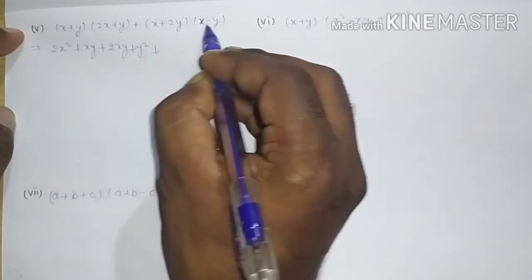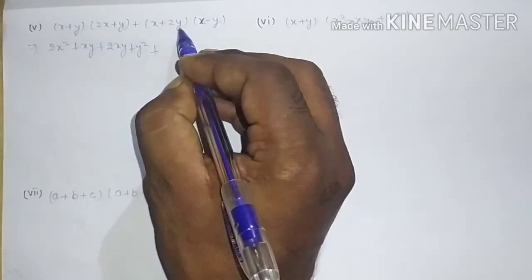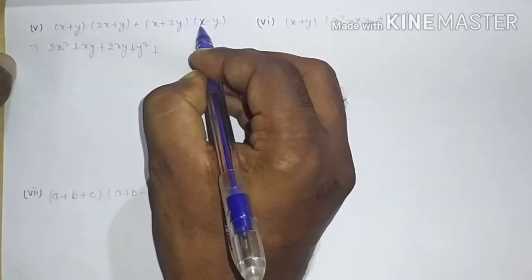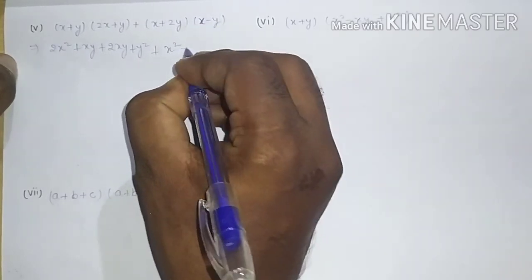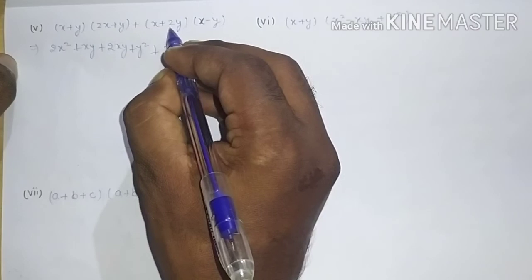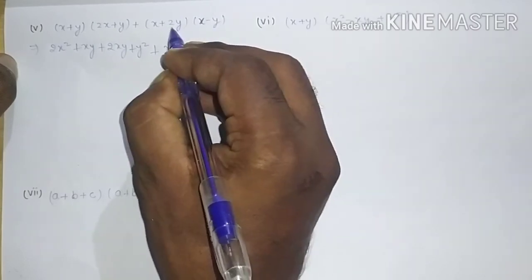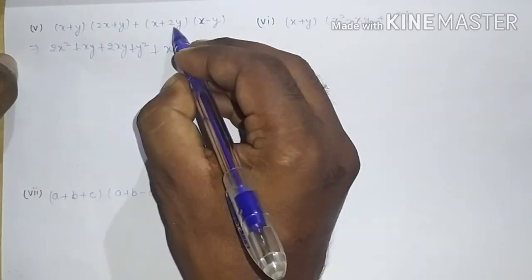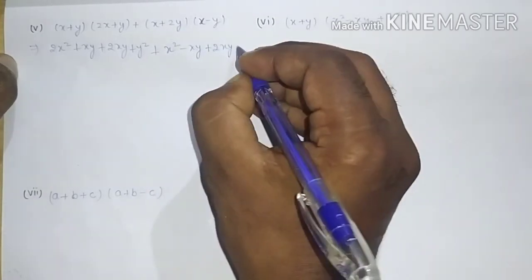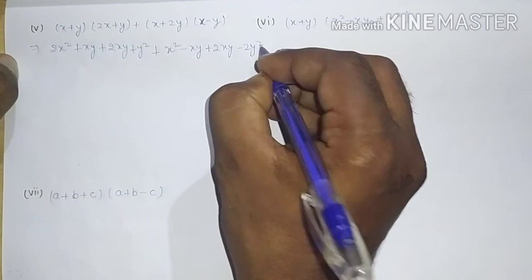x plus 2y and x minus y. Just multiply it. So x into x, it will be x square. X into y, it will be minus xy. 2y is multiplied into both terms, so 2y into x, it will be 2xy. 2y into minus y, so minus 2y square.